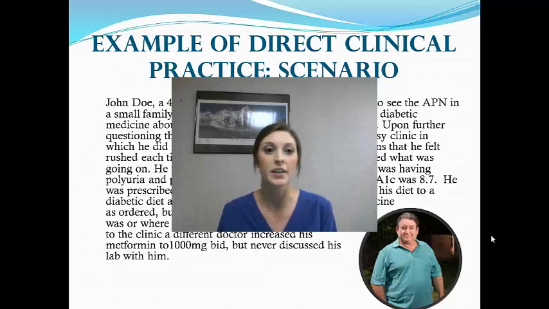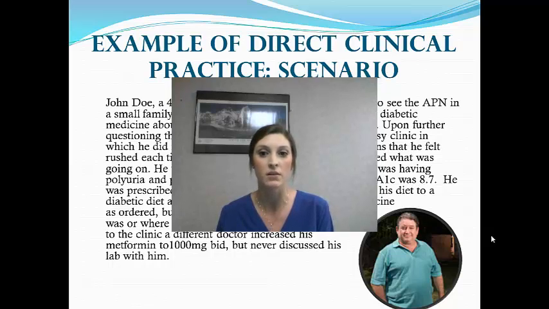John Doe, a 46-year-old overweight white male, comes to see the advanced practice nurse in a small family practice clinic. He states, "I quit taking my diabetic medicine about 3 months ago, and I'm not feeling well." Upon further questioning, the APN discovers that he was going to a busy clinic in which he did not have a consistent provider. He complains that he felt rushed each time he was seen, and no one really explained what was going on. He was tested for diabetes because he was having polyuria and polydipsia.